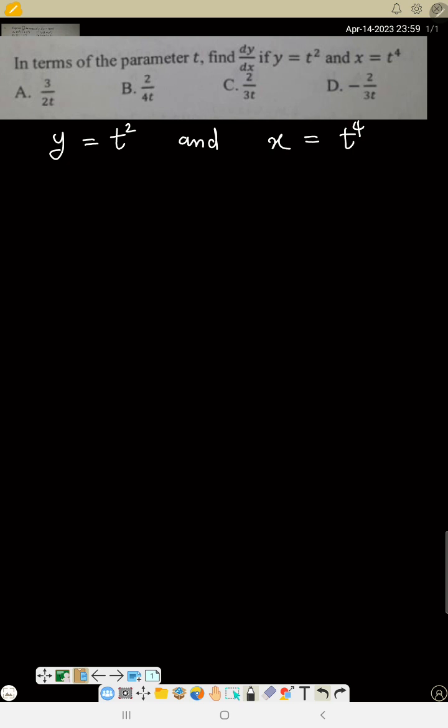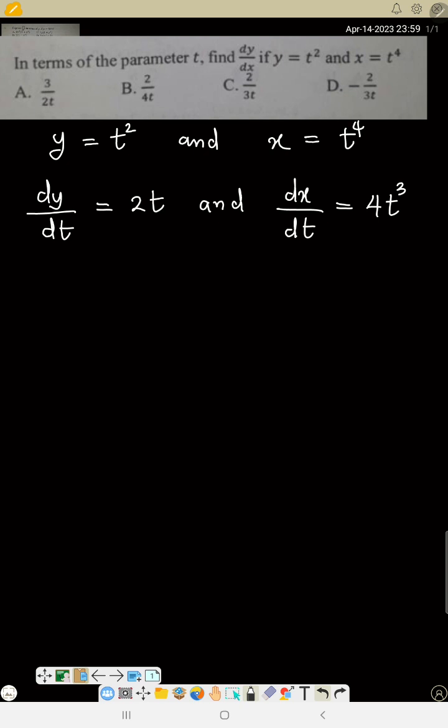So dy over dt is equal to 2t. And ds over dt: this 2 will come down, subtract 1 from the power, so ds over dt is equal to 4t raised to power 3, because it's t raised to power 4. So write the power 4t raised to power 3.